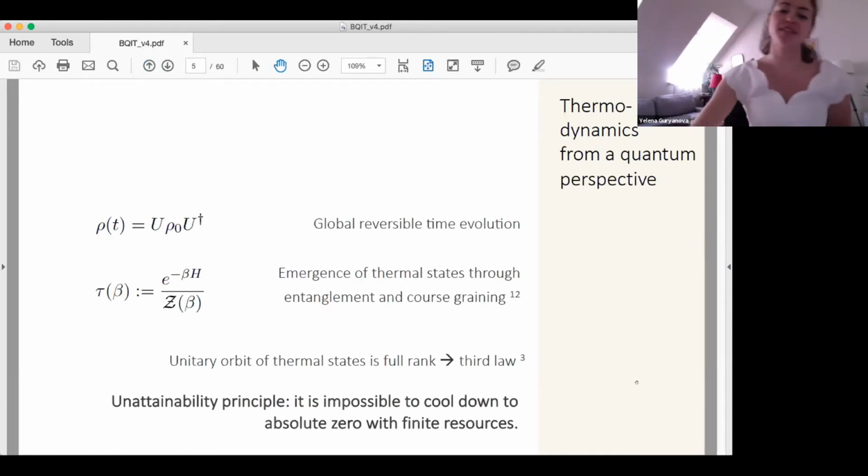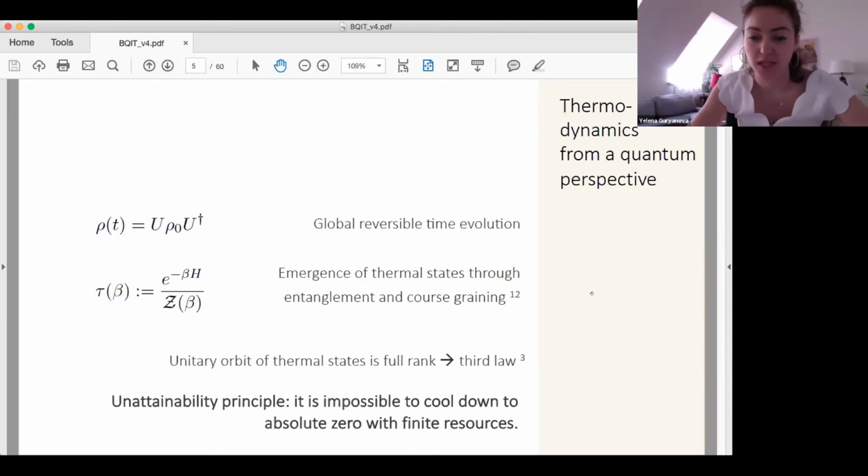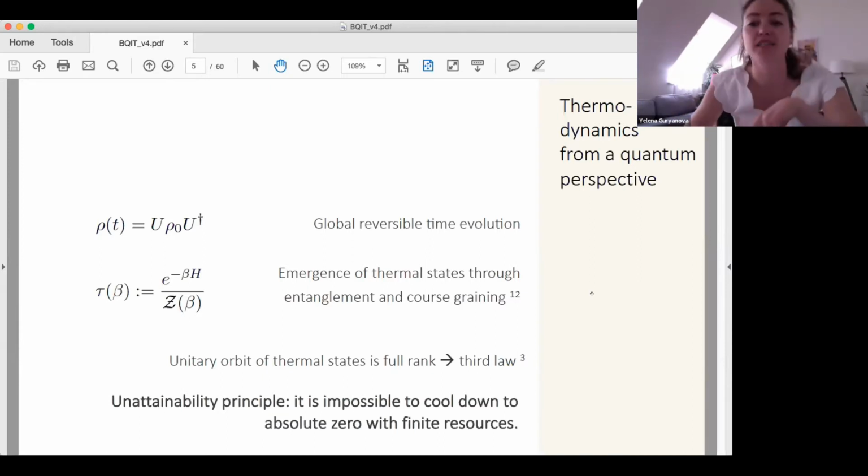No problem. Okay, so we have this idea of global reversible time evolution and the emergence of thermal states. And I just said that the unitary orbit of a thermal state is full rank, which implies the third law. And this tells us that it's impossible to cool down a system to absolute zero with finite resources. And I use the word resources intentionally because you may be using energy as your resource, which we're all used to, but it may be something more abstract, like time in the case of Landauer erasure. And more recently, people have been thinking about complexity as a resource.